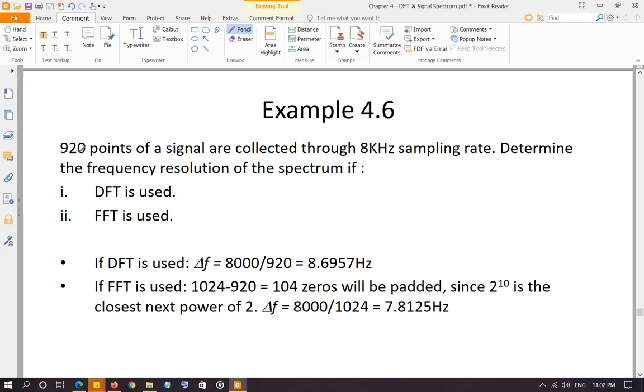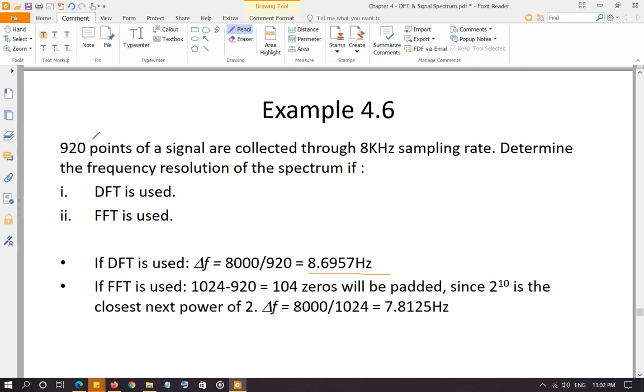920 of course is not a power of 2, but you're just going to take the original number of points and divide the sampled frequency by the number of points, and that is going to be your frequency resolution. That is going to be the frequency difference between two consecutive harmonics, or two consecutive lines in the frequency domain.